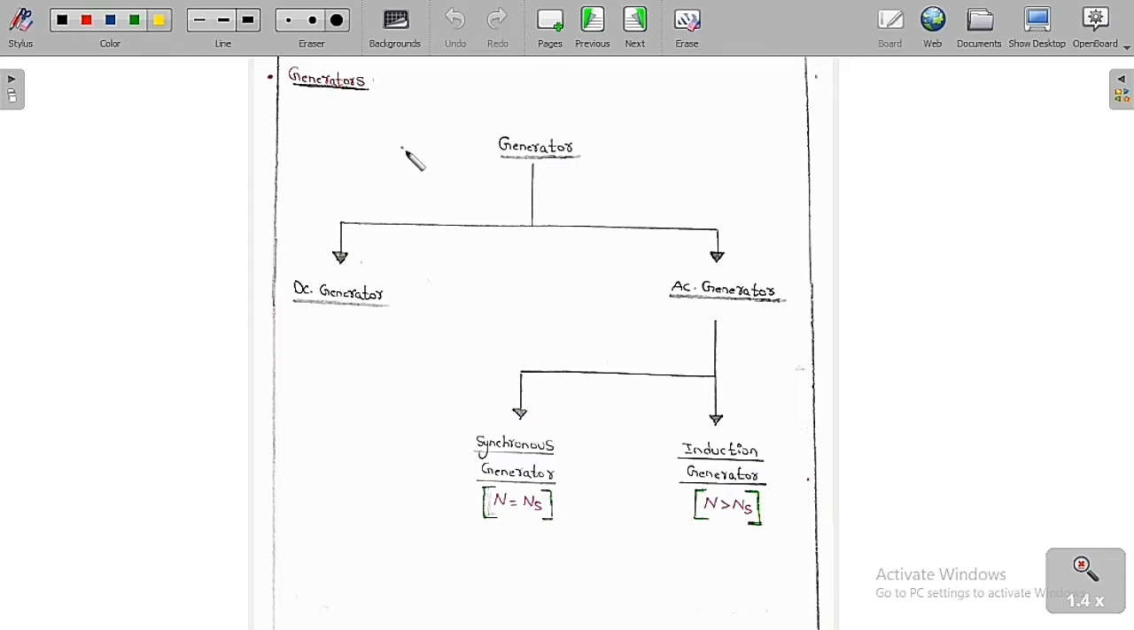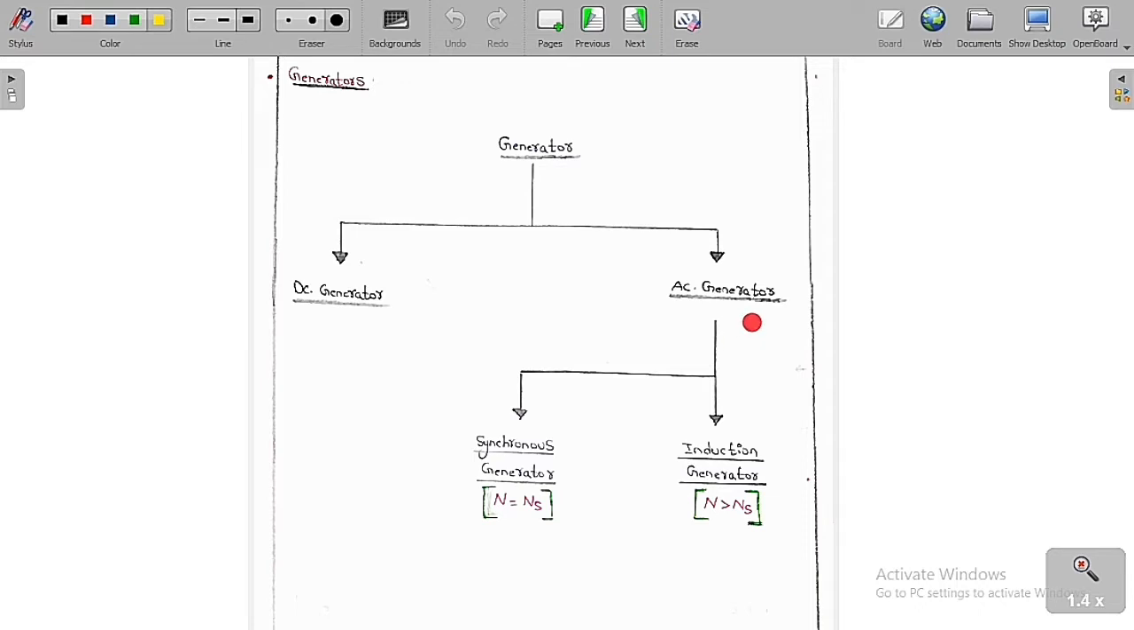Now I'll discuss the different types of generators which are used in power systems. The classification of generators in the power system is DC generator and AC generator. DC generator, as the name itself suggests, has an output that is DC in nature, whereas the AC generator means the output is going to have an alternating voltage or alternating current.